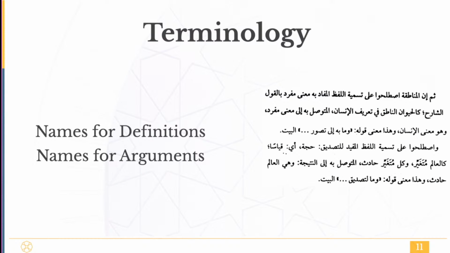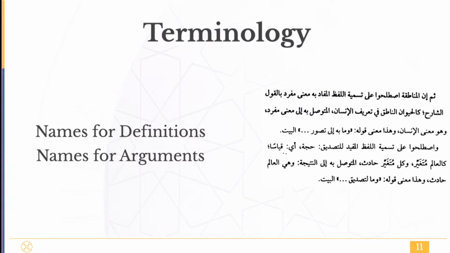And that's the meaning of وَهَذَا مَعْنَى قَوْلِهِ وَمَا بِهِ إِلَى تَصَوُّرٍ etc. Right? In the aforementioned lines. وَاصْطَلَحُوا على تسمية اللفظ المفيد للتصديق حجة. And terminologically they used the expression hujja, proof, for the expression that leads to a confirmation. Right? And this hujja is also called qiyaas, analogy. كالعالم متغير وكل متغير حادث المتوصل به إلى النتيجة وهي العالم حادث. وهذا معنى قوله وما لتصديق البيت.